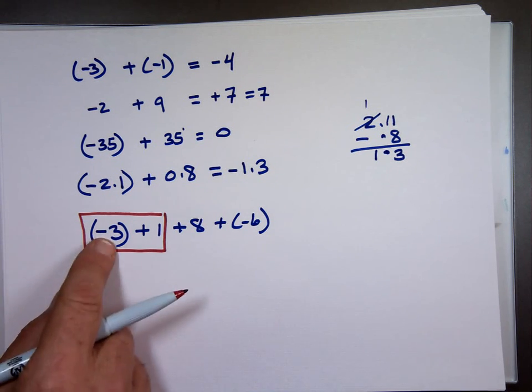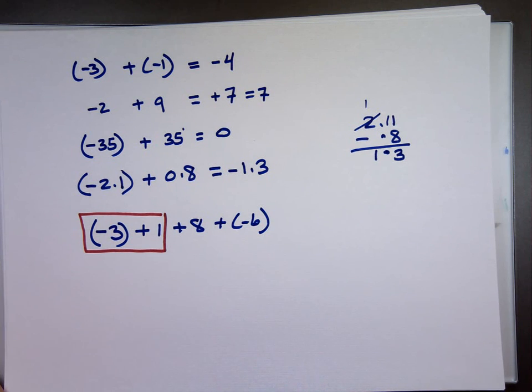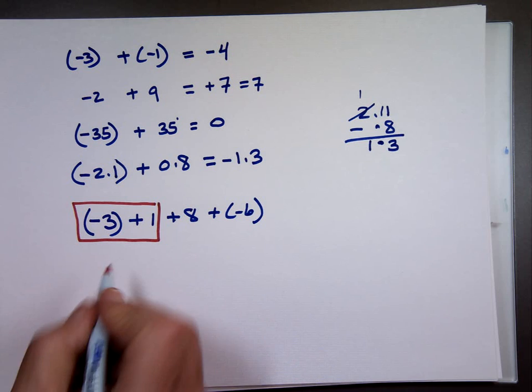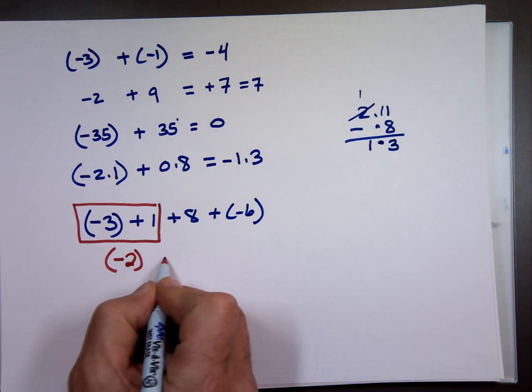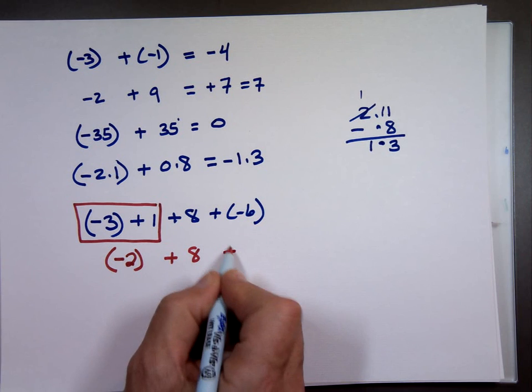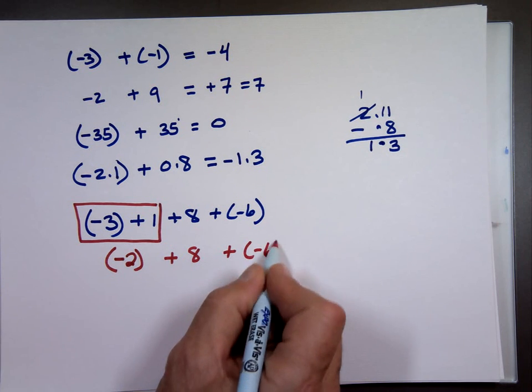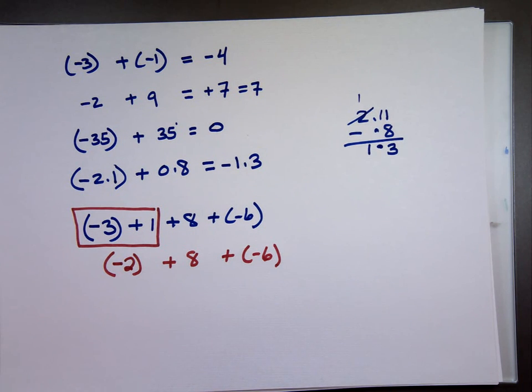What is negative 3 plus 1? Yep, you subtract the smaller from the larger, which is 2. And what's the sign? Minus. Let me copy the rest of the problem. I have enough paper, don't worry about it. Now the next one.